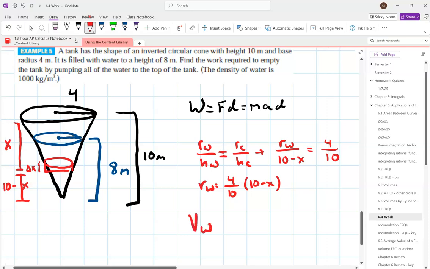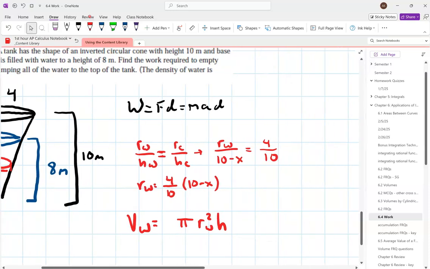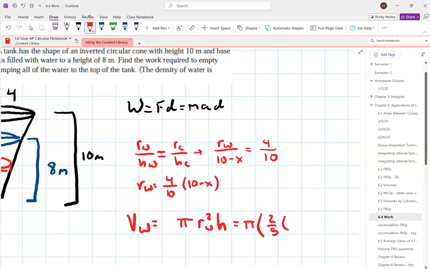So the volume for the water, the volume for a cone is 1/3 pi radius of the water squared times the height. Oh, I'm sorry, it's not a cone, right? The section of water that we're moving is a cylinder. My apologies. So it's just pi r squared h. Everybody's okay? So I'm going to reduce that 4/10.